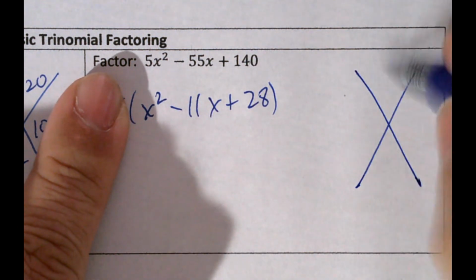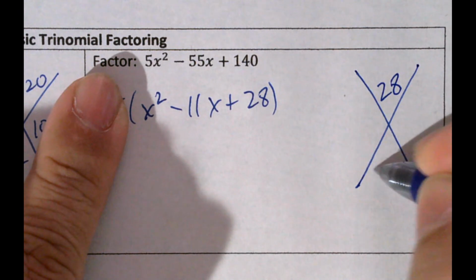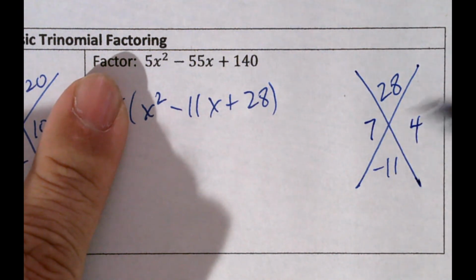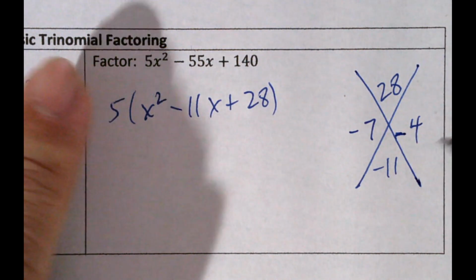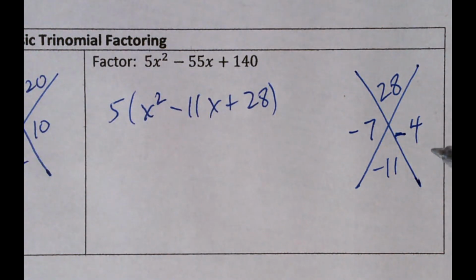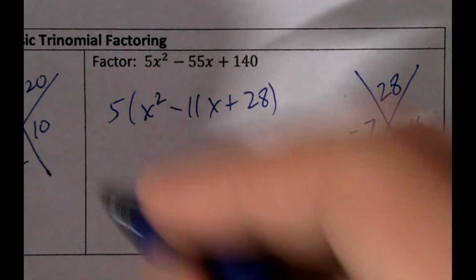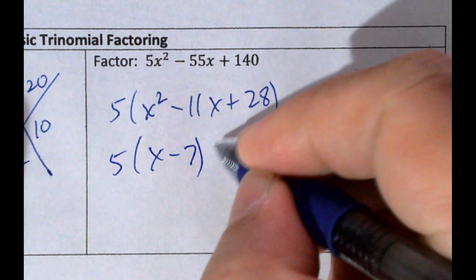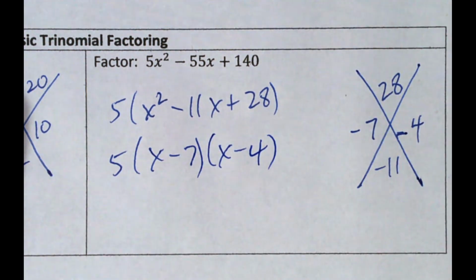What are the factors of 28 that combine to make negative 11? Well, 7 times 4 is 28, but 7 plus 4 is positive 11. We can make them both negative. Negative 7 times negative 4 is positive 28. Negative 7 plus negative 4 is negative 11. So that's it. So x minus 7, x minus 4. And that's it.